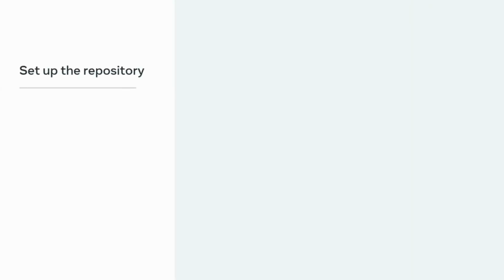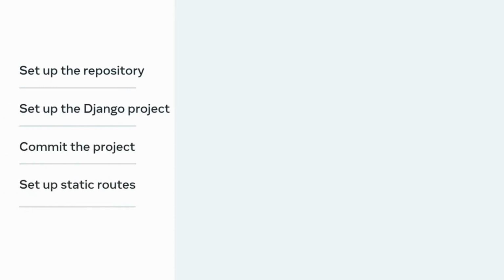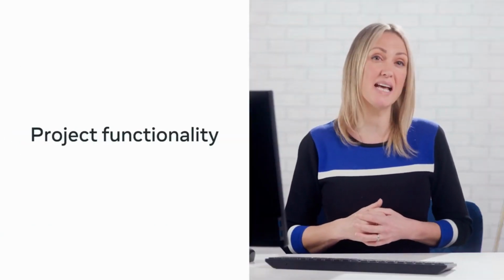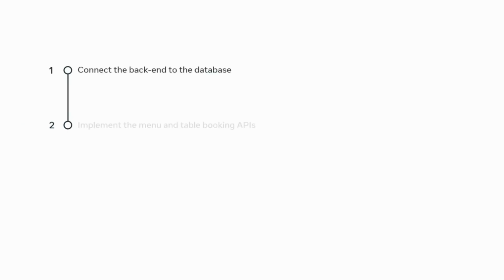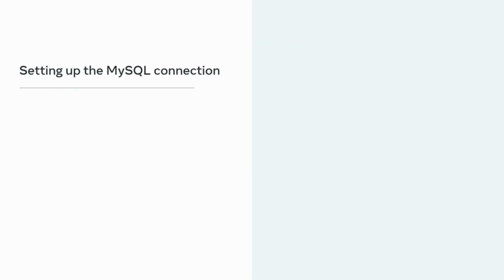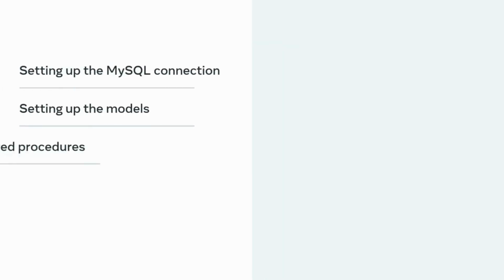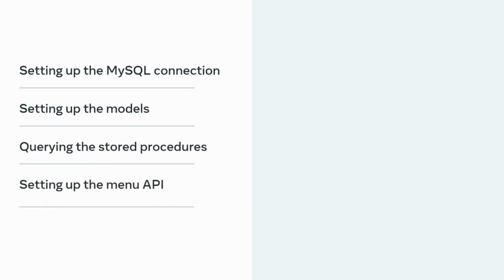Throughout the first module, you had an opportunity to complete some hands-on exercises. They included setting up the repository, setting up the Django project, committing the project, setting up the static routes, and serving the static content. In the next module, you covered project functionality. In this module, you revised topics such as connecting the backend to the database and implementing the menu and table booking APIs. This module's exercises included the following: setting up the MySQL connection, setting up the models, querying the stored procedures, setting up the menu API, and setting up the table booking API.